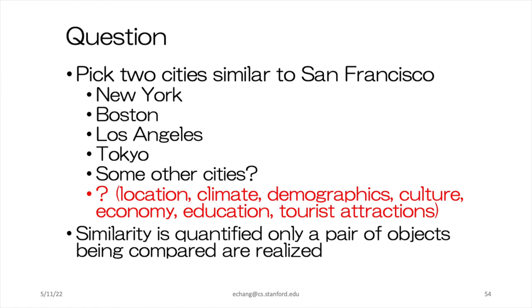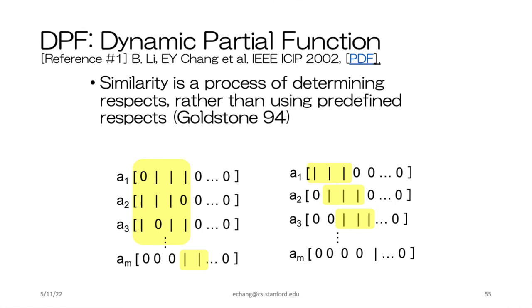So this really makes a huge difference when we're looking forward and when we want to quantify similarity for the machine learning task. So similarity is quantified only when a pair of objects being compared are realized. This is a key sentence. So you cannot predefine the distance function. So here, how do we implement it?